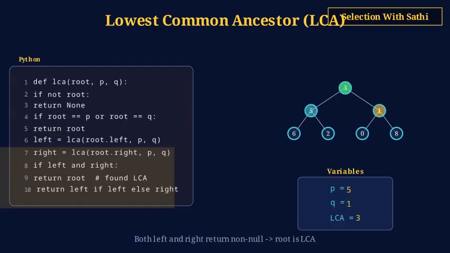Line 6. If both left and right returned non-none, it means P is in one subtree and Q is in the other. The current node must be the LCA. Line 7. If only one side returned a result, propagate it upward. Time is O of n because we visit each node at most once.